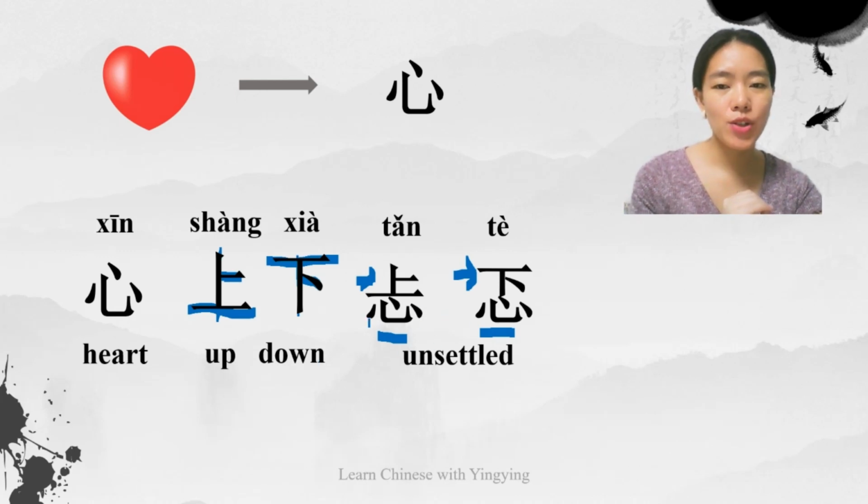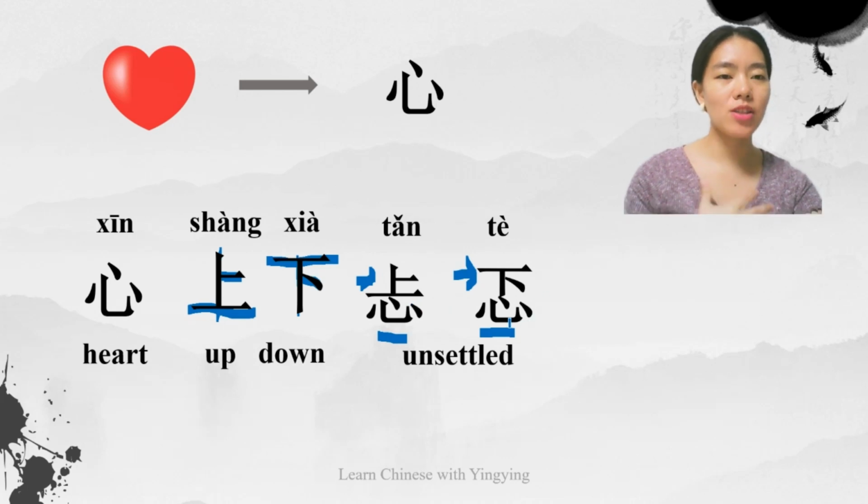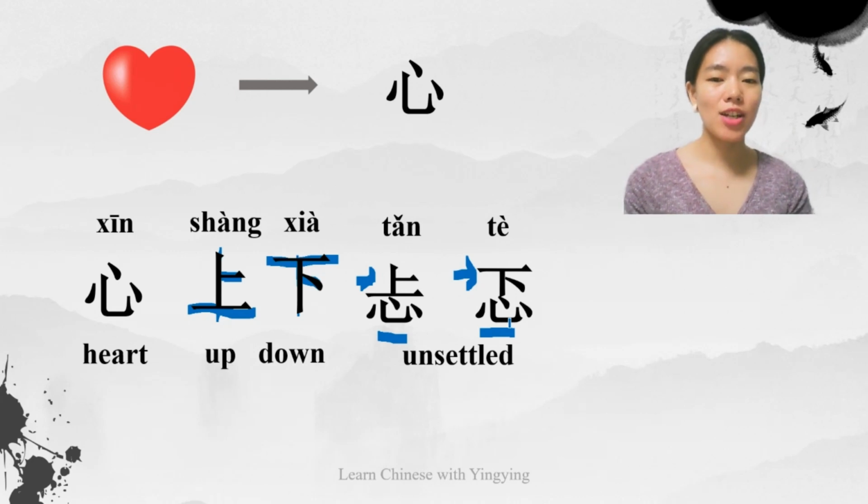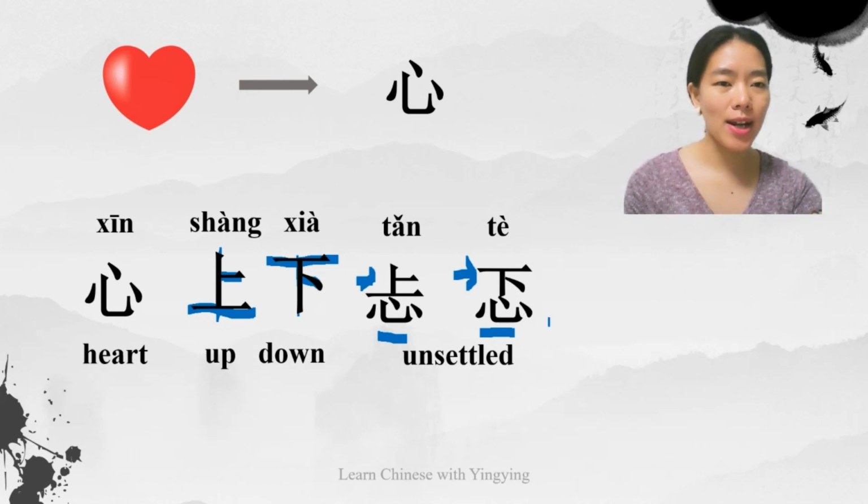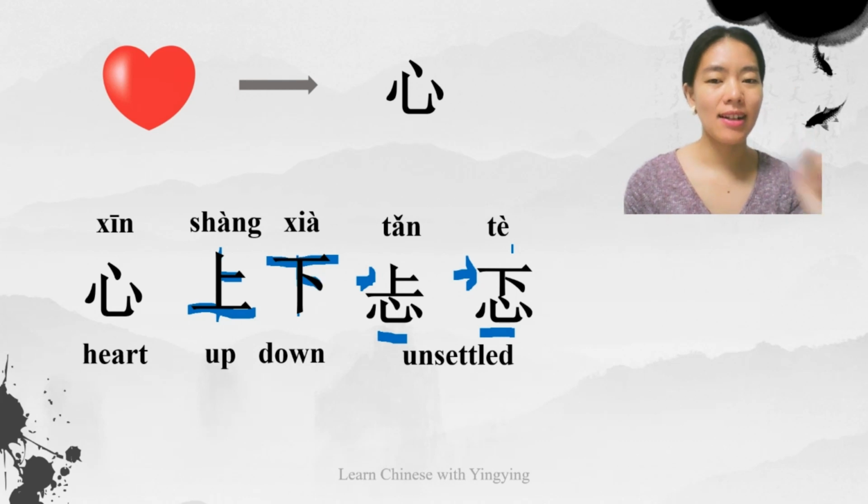So actually, you put heart below 上下 means your heart is kind of going up and down, up and down. So in this situation, it means you are unsettled or you feel frightened, something like this. So this phrase means unsettled. It means kind of frightened. And the pronunciation of it is 忐忑. So actually, they are two words, but a very commonly used phrase.